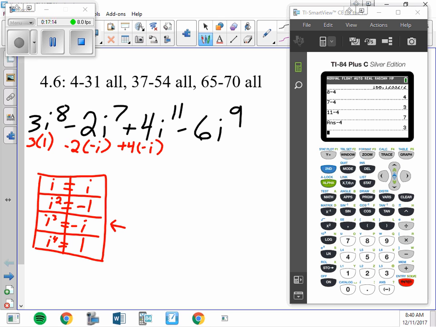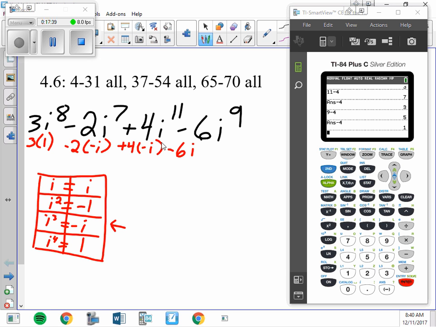And then for the 9, minus 4 is 5. 5's not on my chart, so I subtract again. And I get i to the 1st. So negative 6 times i. Does that kind of help?